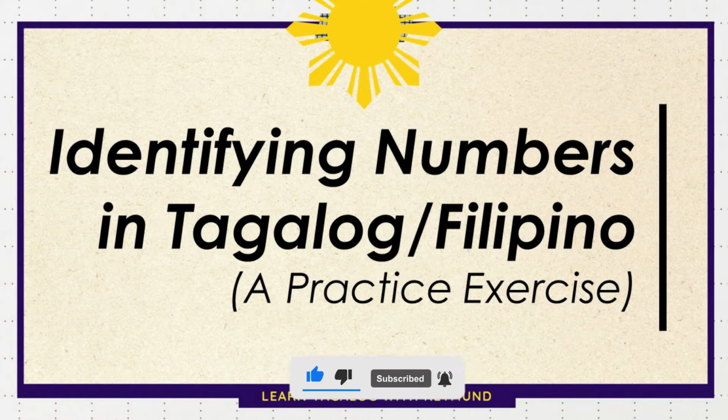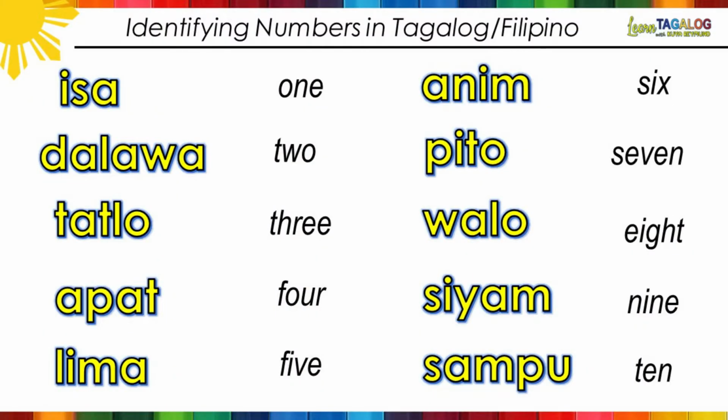Our topic for today is all about identifying numbers in Tagalog or Filipino, and this is a practice exercise. Before our practice exercise, let us once again recall our numbers from 1 to 10. Isa, dalawa, tatlo, apat, lima, anim, pito, walo, siyam, and sampu.